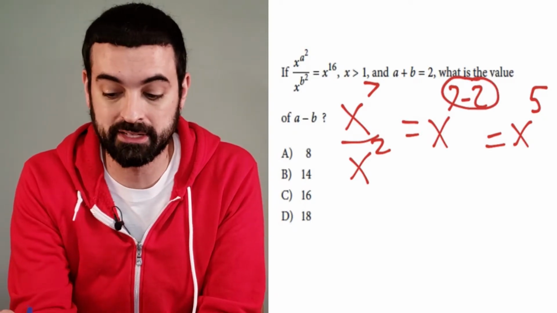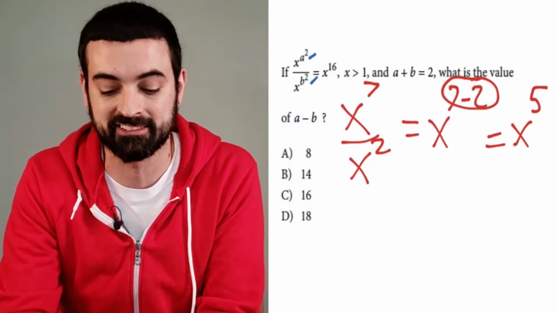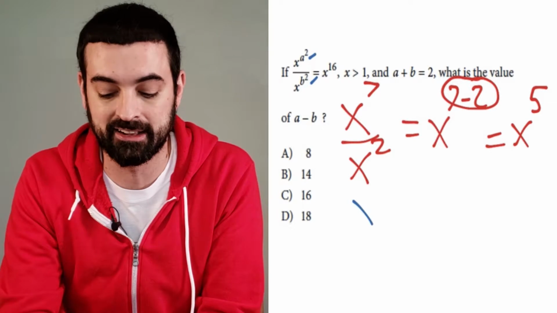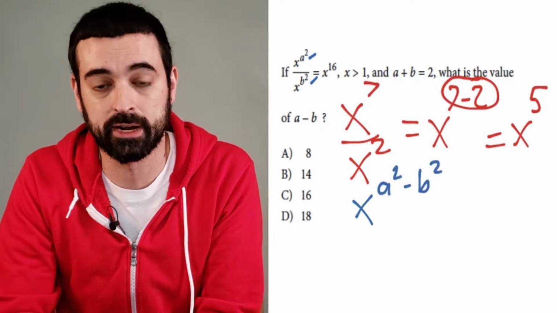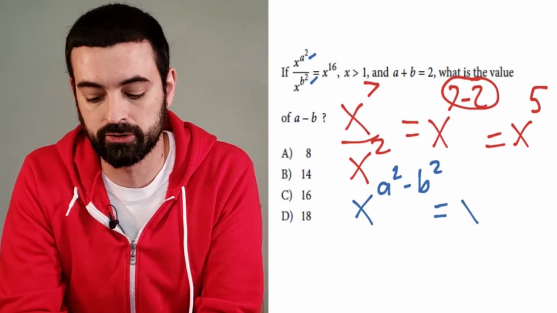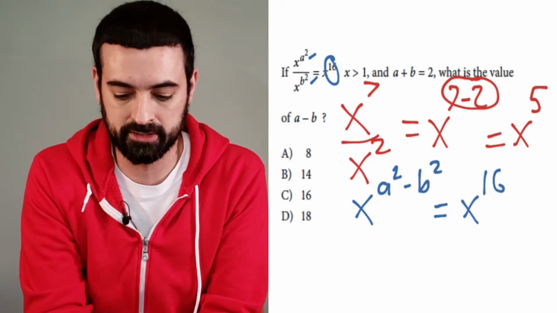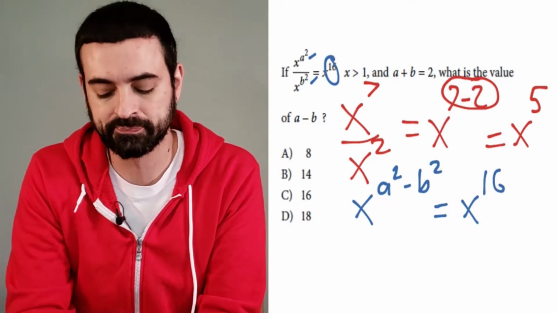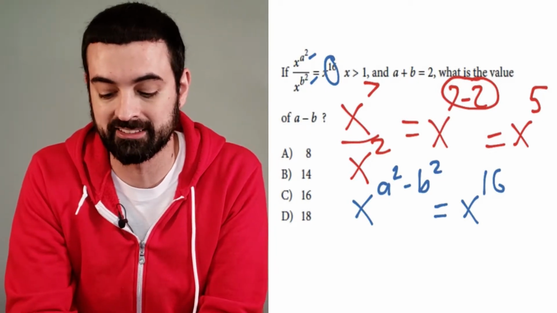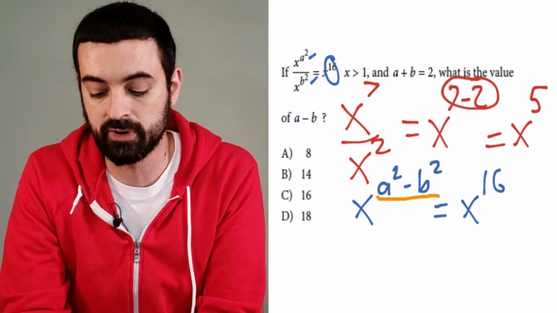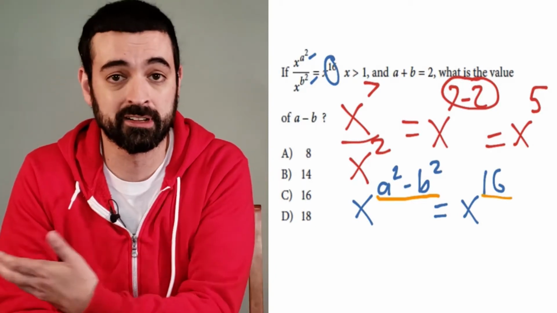You can do the same here with the exponents in question. We've got a to the 2nd and b to the 2nd. We're going to rewrite this as x to the a squared minus b squared. And we're going to set that equal to x to the 16th because that is what the ratio is equal to in the question. If x to the a squared minus b squared equals x to the 16th, we can say that a squared minus b squared equals 16, equal terms in the same positions.